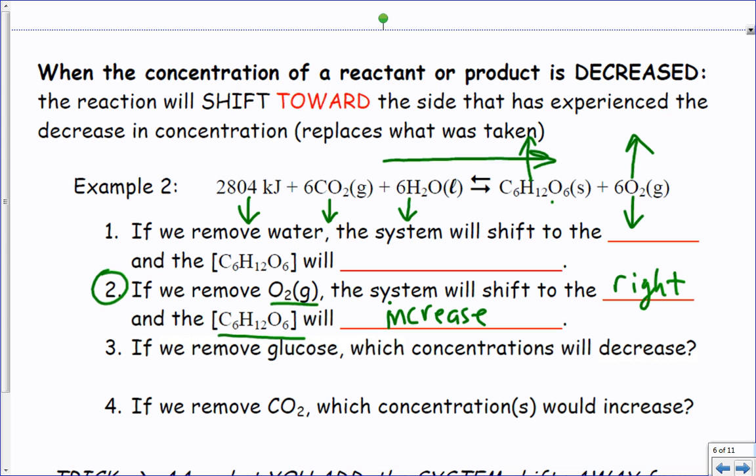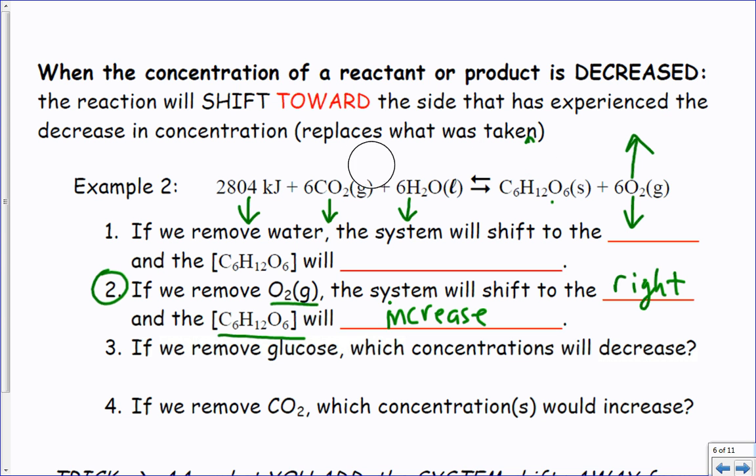Number 4. Let me erase what I have because I kind of marked this stuff all up. If I remove carbon dioxide, which concentrations will increase? I go towards what I take, so the shift will go to the left. If I shift to the left, everything on the left goes up.